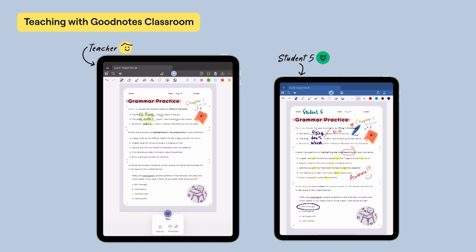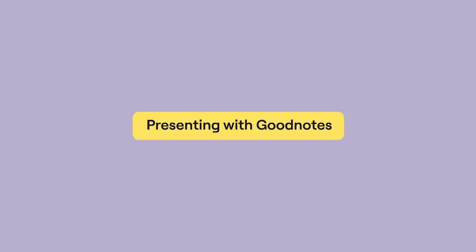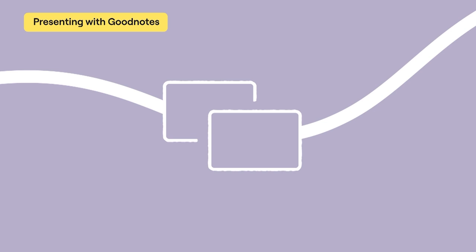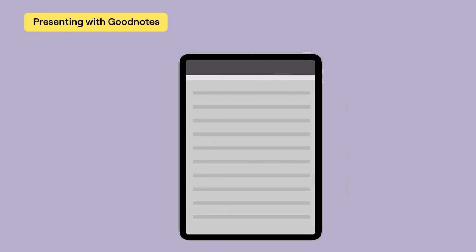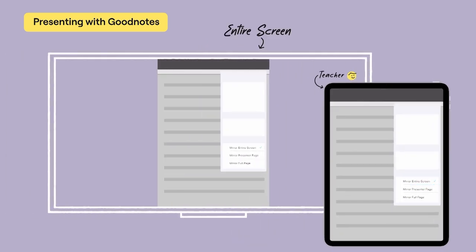It's important to note that while you as the teacher can freely browse through your students' work in the shared lesson document, students can only see their own work on their screens. When presenting with GoodNotes Classroom, there are actually 3 different presentation modes you can use, each mirroring your screen in a different way. You can mirror your entire screen.